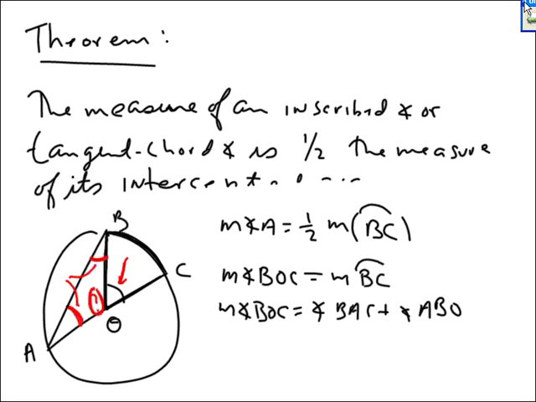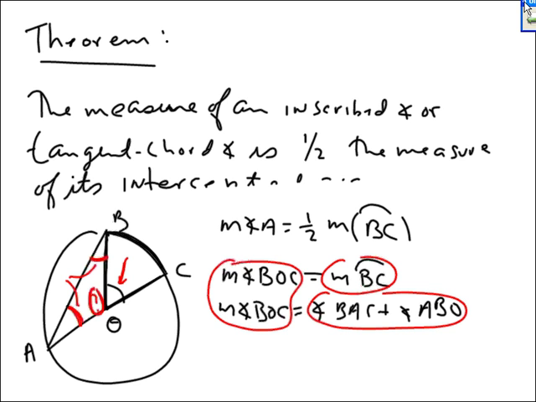Okay, so I have two ways of writing that. This way and this way. And these two are equal. The measure of arc BC is equal to the measure of angle BAC plus the measure, I really should be writing the M, plus the measure of angle ABO. But what do we know about these two angles?